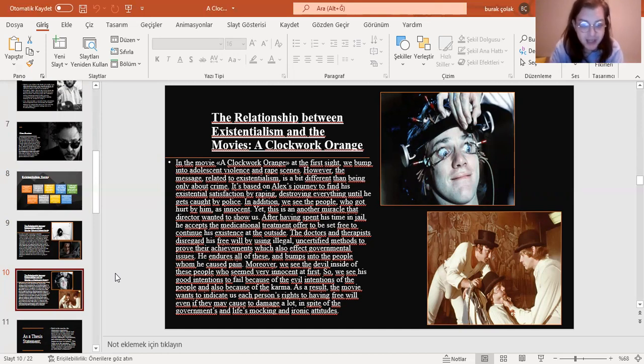We see his good intentions fail because of the evil intentions of the good people, and also because of karma. As a result, the movie wants to indicate each person's right to have free will, even if they may cause a lot of damage, and in spite of the governments and lies, mocking and ironic attitudes.